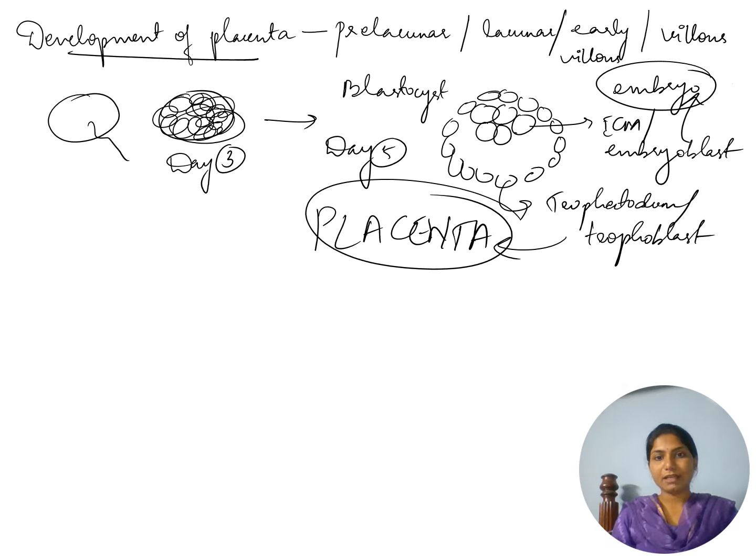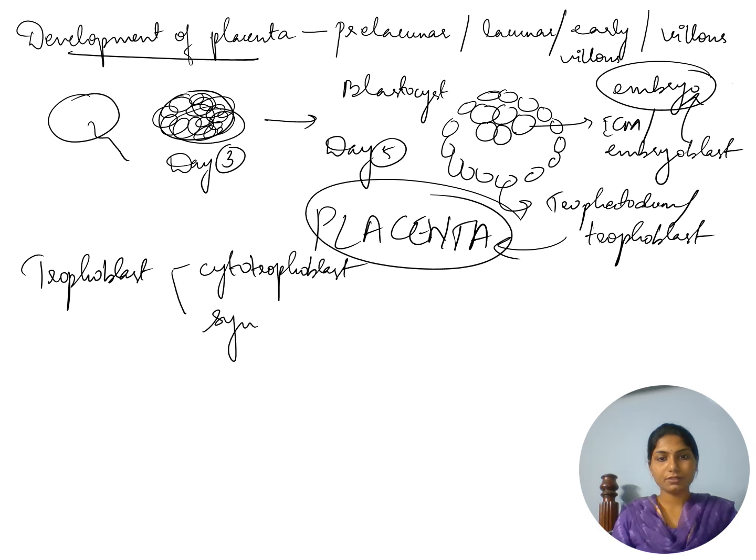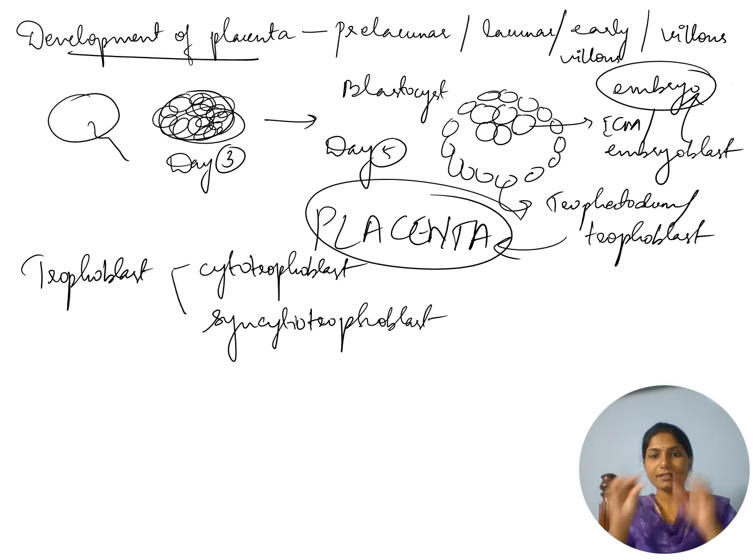So once the trophoblast is differentiated, this trophoblast will again be differentiated into the cytotrophoblast and syncytiotrophoblast. So what is cytotrophoblast? It is a mononucleated single layer of cells, and it's surrounded by the syncytiotrophoblast.